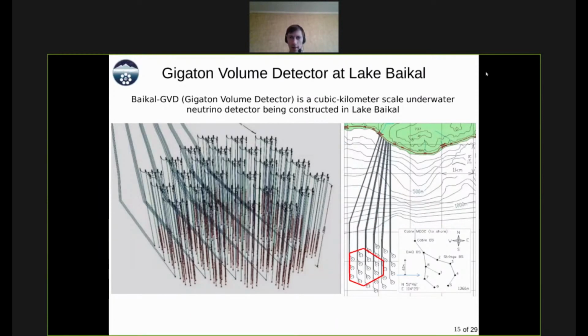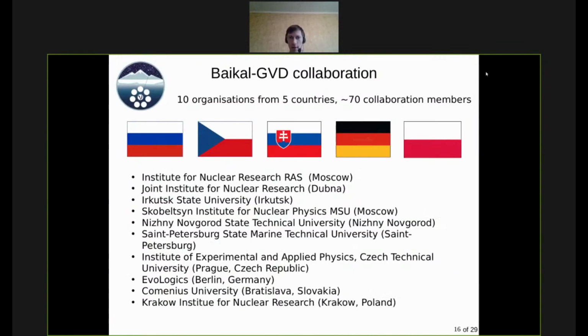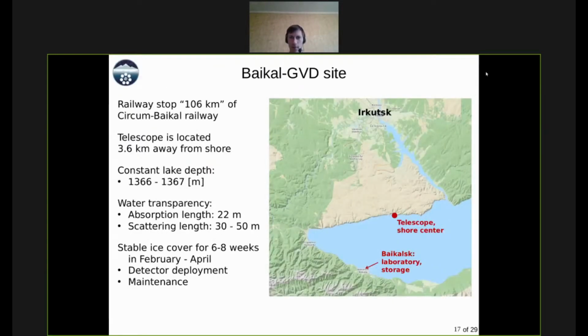Now let's get to Baikal. Here is a picture of how the Baikal Gigaton Volume Detector, or GVD, is planned to look. It consists of many clusters. Each cluster is an independent neutrino detector. And then you collect the data from these clusters on shore and search for your neutrinos. Currently, it's a collaboration of 10 institutes from 5 countries, about 70 collaboration members. It's actually a very small collaboration compared to IceCube or KM3NeT. So sometimes we have to make compromises about where to put our manpower. And so far, our main priority has been the construction of the telescope.